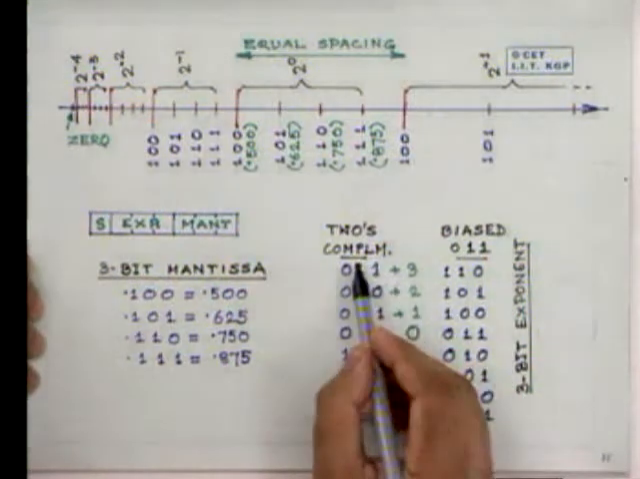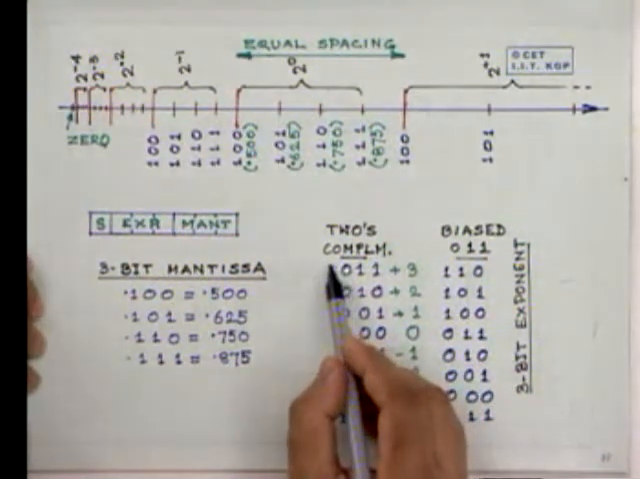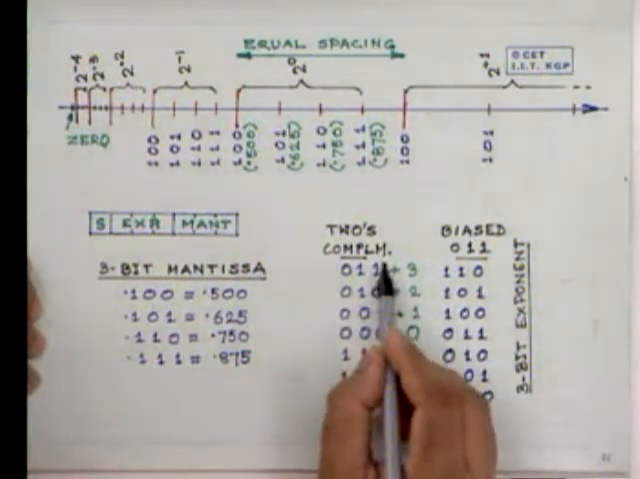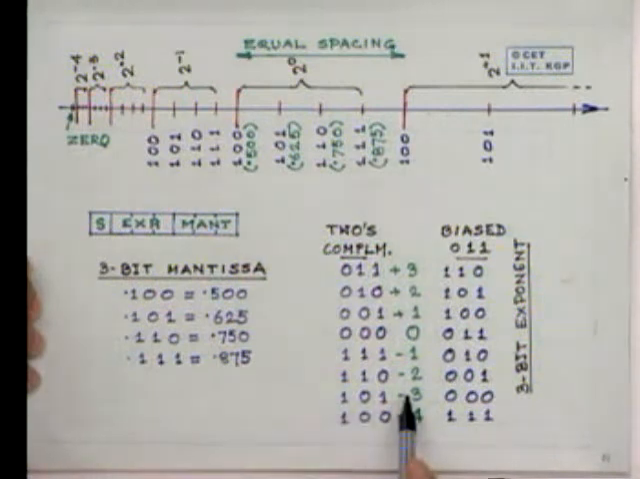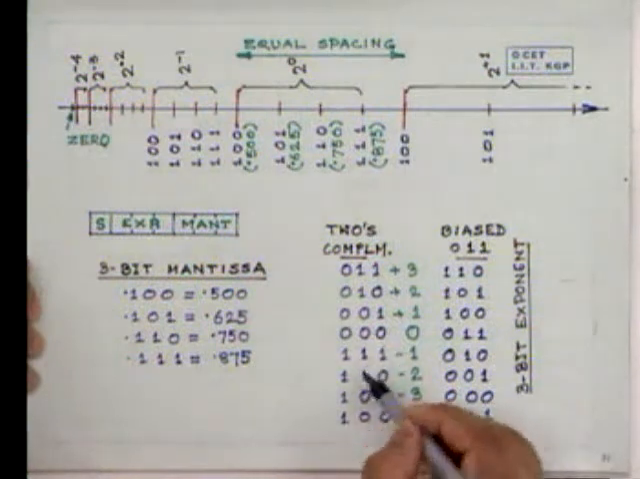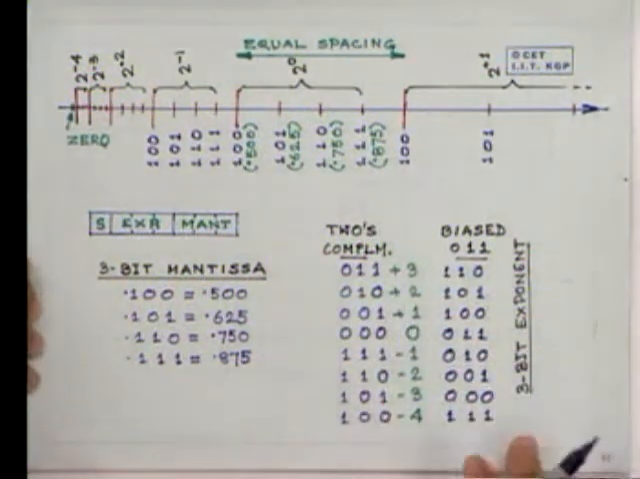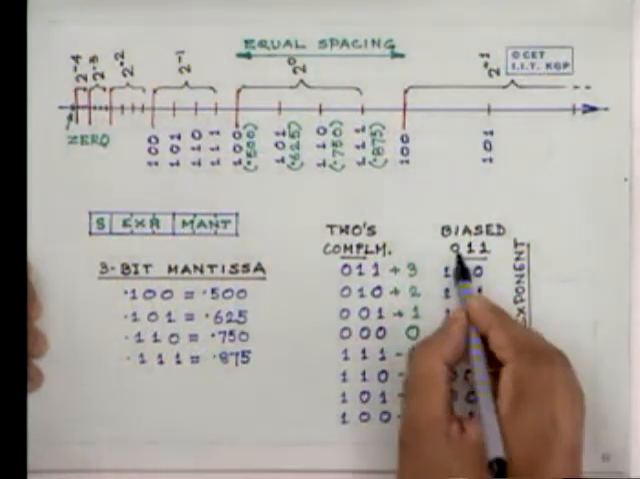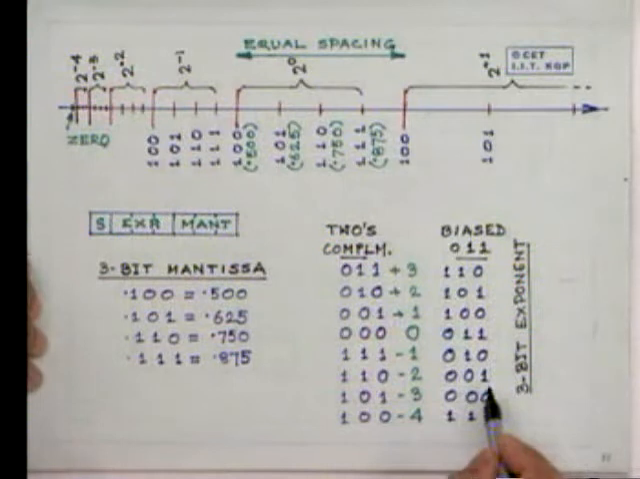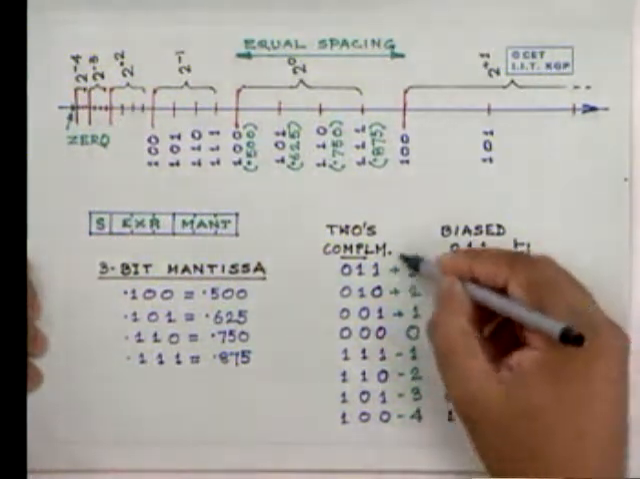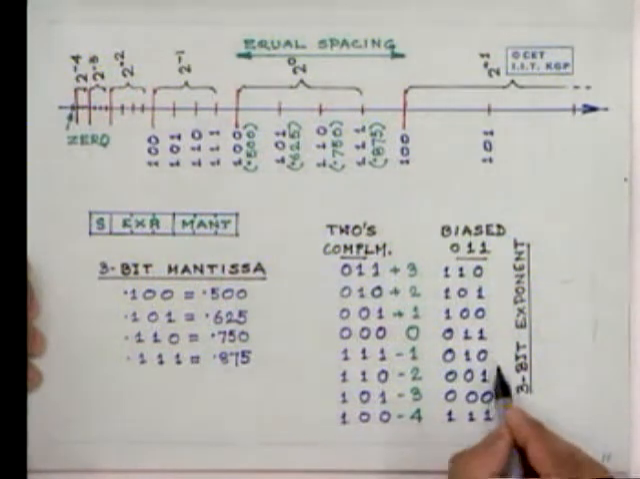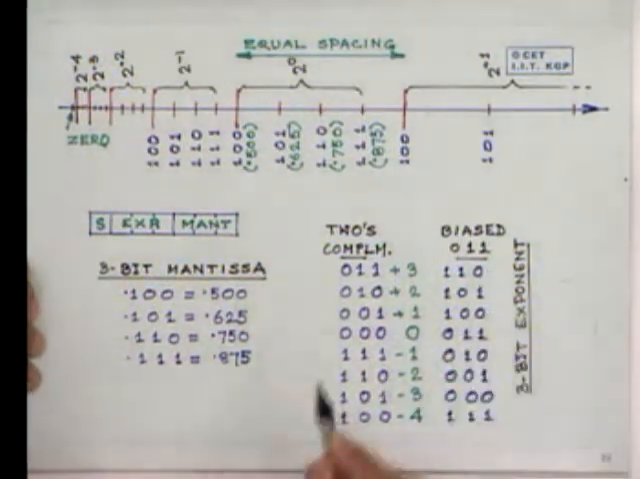And here you see that if we take the exponent to be in 2's complement form, then these will be the numbers that we can represent. Minus 4 is 100, minus 3 is 101, and so on, in 2's complement. Now, if we have to represent in the biased form, then 0, 1, 1 has to be added, and we can represent the biased exponent this way. This will be minus 4, minus 3, and so on to plus 3.